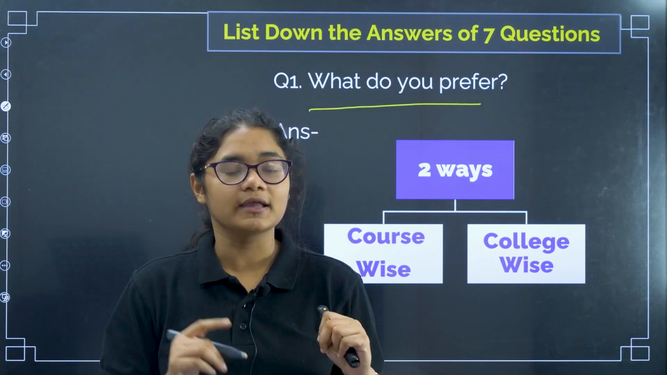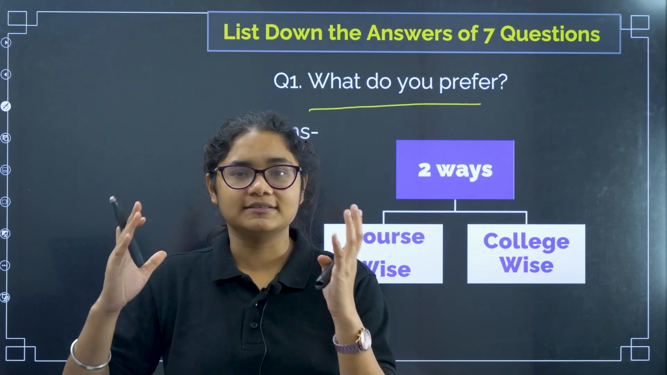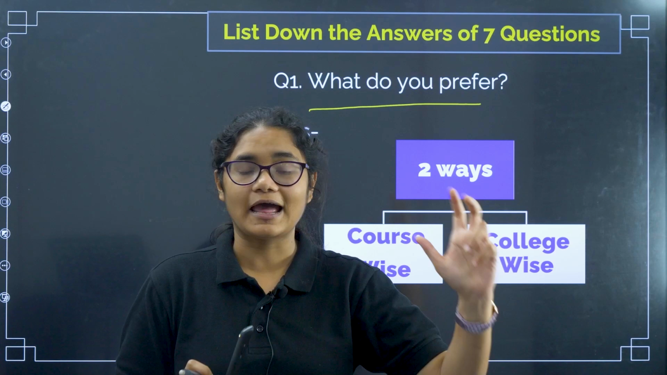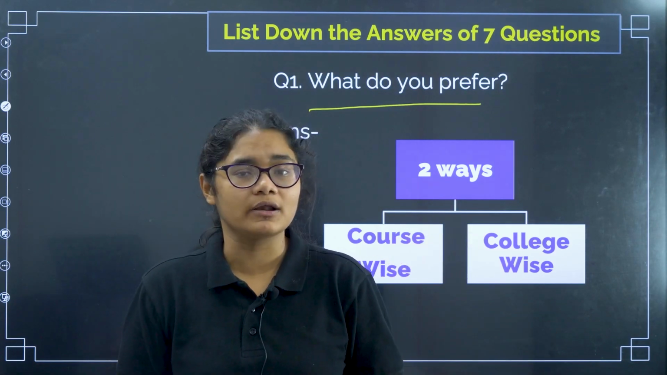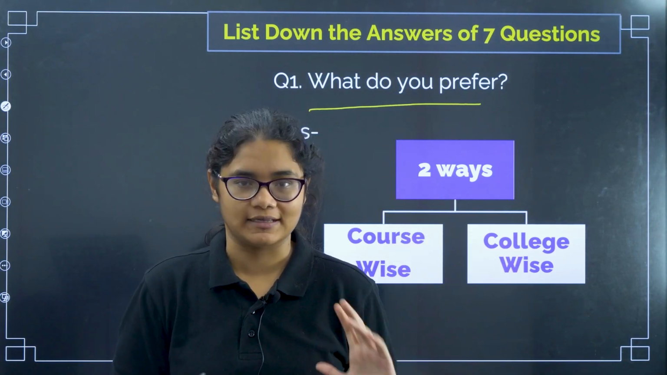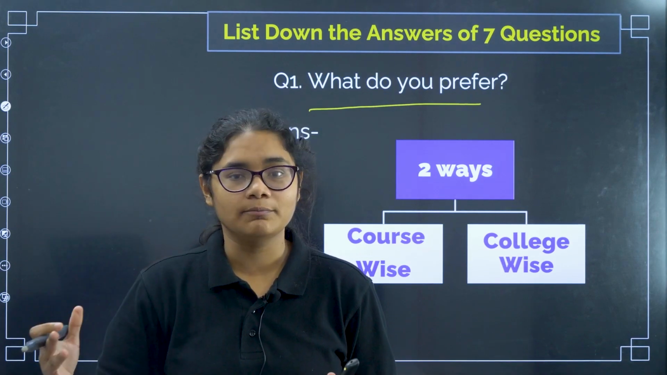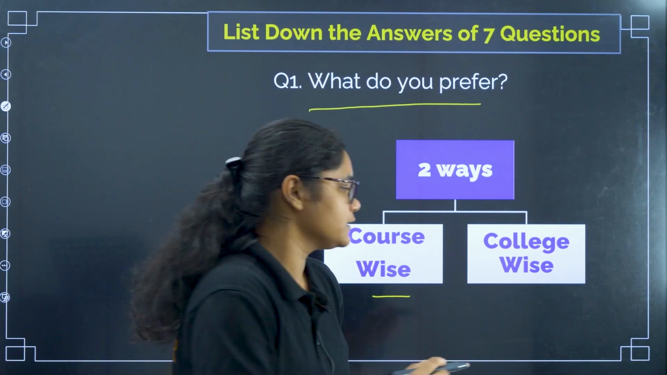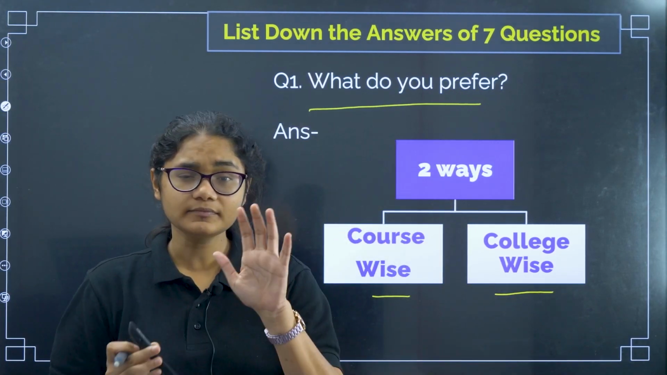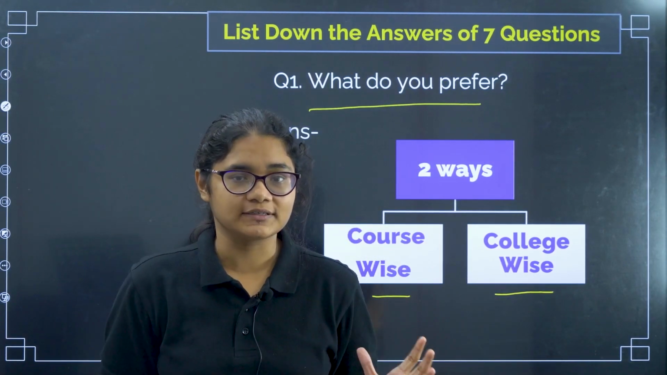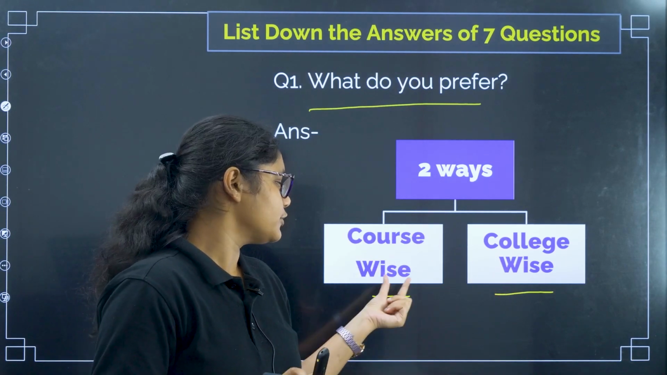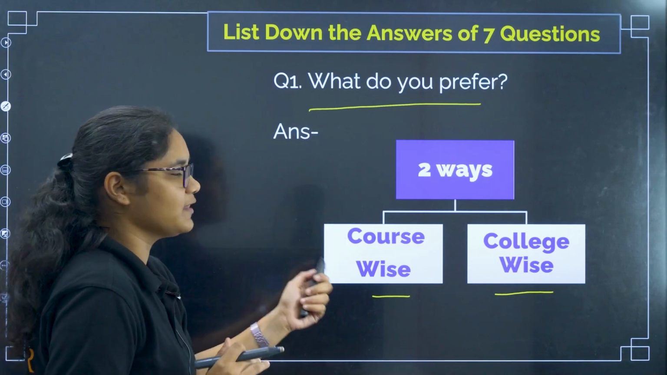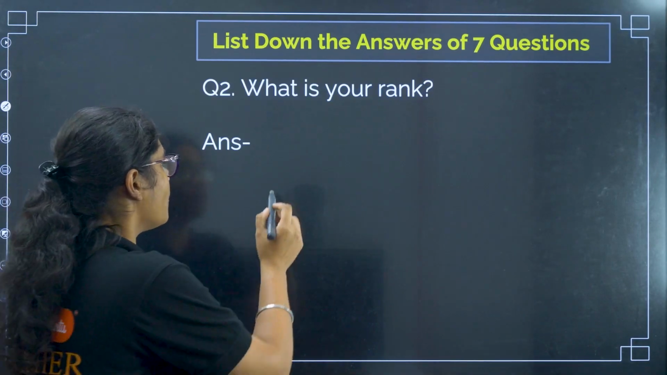What is the second way of thinking? You think that, okay, computer science is the most demanding branch, so I want to get into computer science at any cost, in whichever college it is possible, but I want computer science. In this case, you are giving more importance to the course. In the first case, you gave more importance to the college, right? So this is what you have to first decide, whether college is more important for you or course is more important.